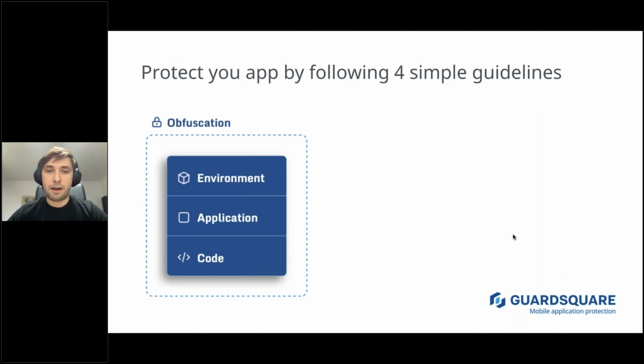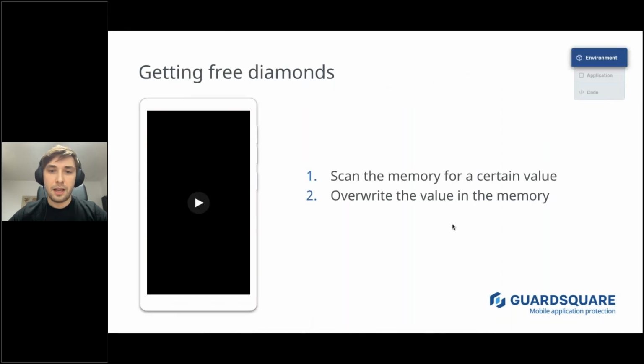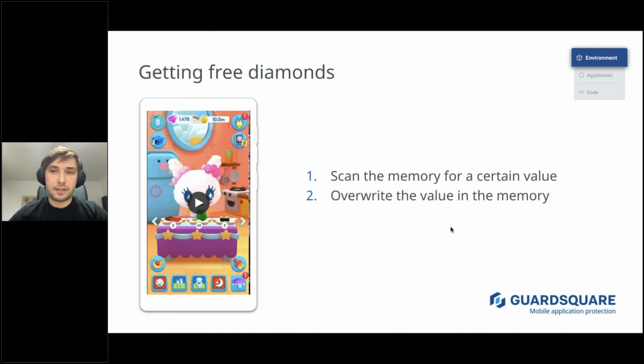And later on, I will provide you 4 simple guidelines on how to protect your app against it. I'll talk about environment integrity, application integrity, code integrity, and obfuscation. So I will start with environment integrity.